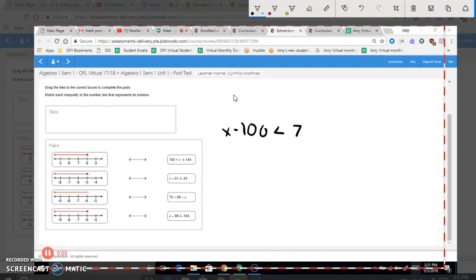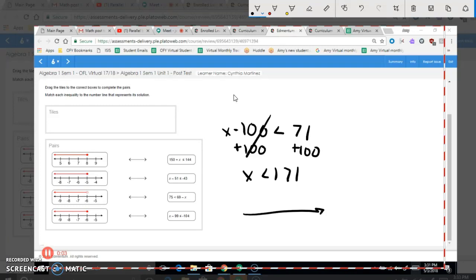What's keeping the x from being by itself is this negative 100, so we have to do the opposite of negative 100, and that's to add 100. And what will happen here is the negative and the positive 100 cancel, which is what we want. So we have x is less than 71 plus 100, which is 171.